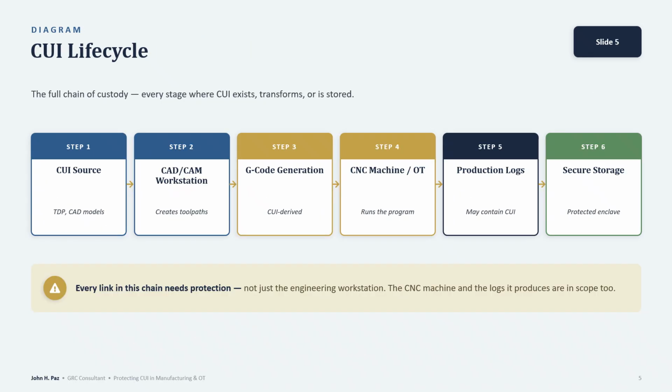The diagram shows the full life cycle of CUI. It starts with the technical data package, moves through the CAD and CAM, becomes G-code, runs on a CNC machine, and then generates logs that may also contain CUI. Every step in this chain needs protection, not just the engineering workstation.